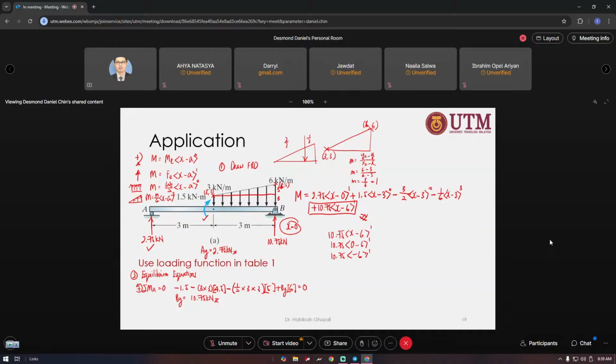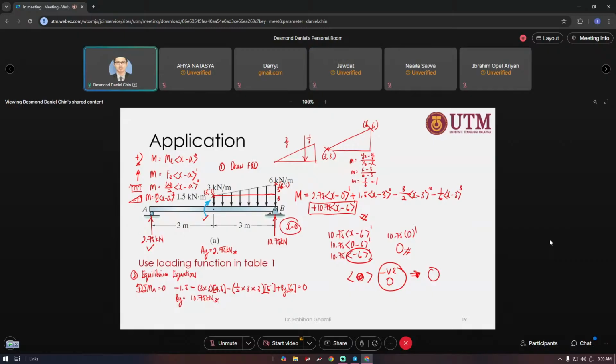Agree? According to the concept of Macaulay's bracket, the value inside the bracket cannot be negative, and cannot be 0. If either of these happens, the final answer for the Macaulay bracket will be equal to 0. So therefore, this will become 10.75, 0, power 1. So 0, 0, you will get 0. Do you understand what I'm talking about or not?